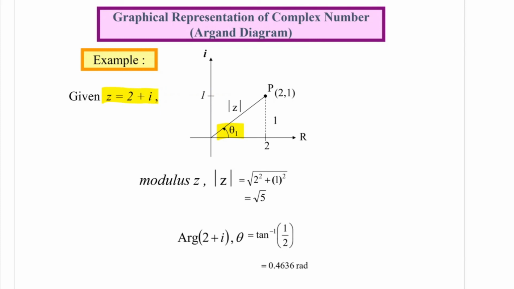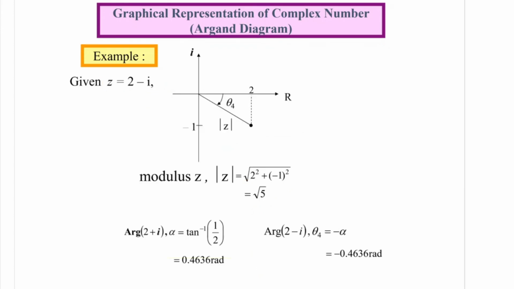Modulus z is square root of 2 squared plus 1 squared equal to square root 5. Argument of z, tan theta equal to 1 over 2, theta equal to tan inverse of 1 over 2 equal to 0.4636 radian. For z equal to 2 - i, it is on fourth quadrant.